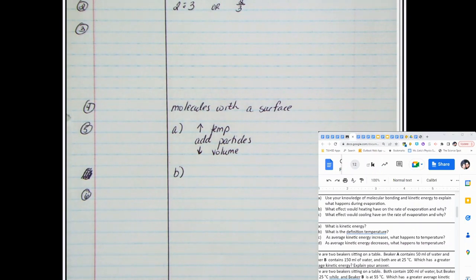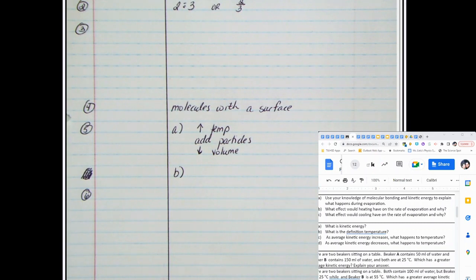Okay, so you have your different phases of matter. You have solids, liquids, and gases. And when we're talking about evaporation, what is happening during evaporation? You're going from what state to what state? You're changing a liquid to a gas, all right?